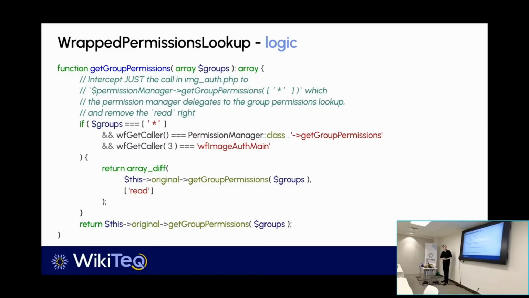So here is the entirety of the override logic. We say, if you are asking about the rights for star, and you are being called from the permission manager, and that was being called from image auth main, we know that that's only going to be the isPublic variable being set.